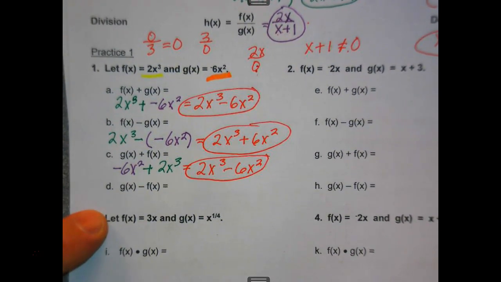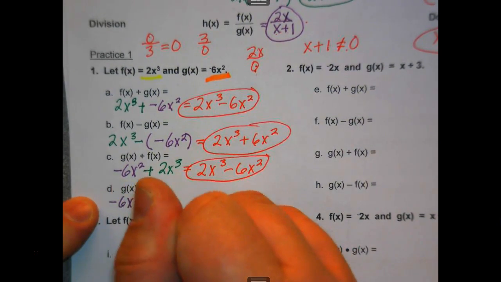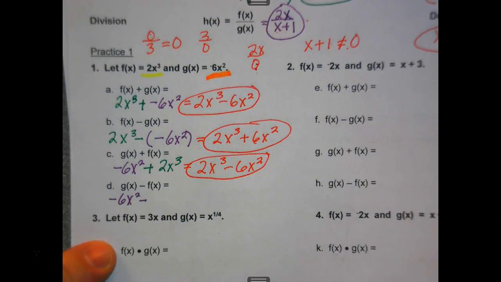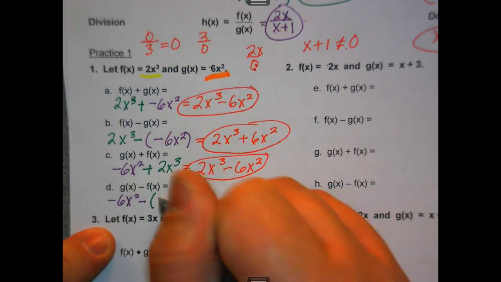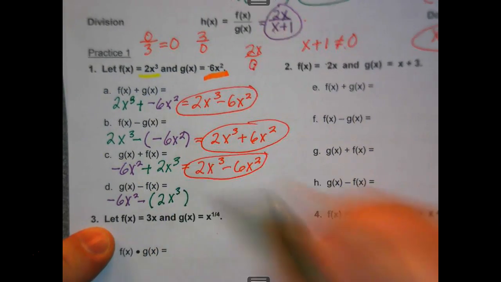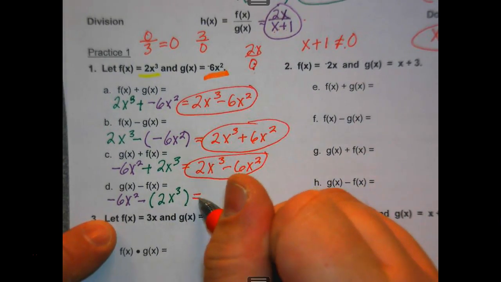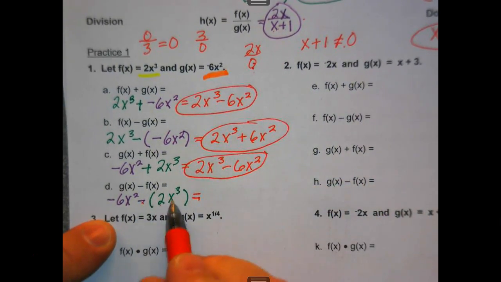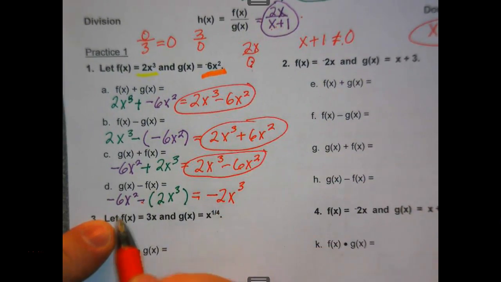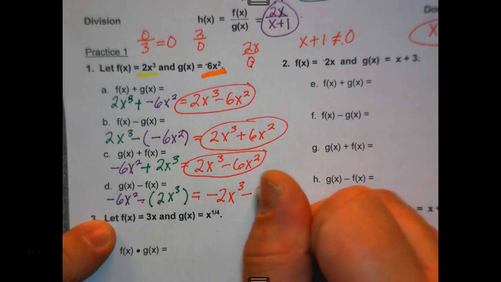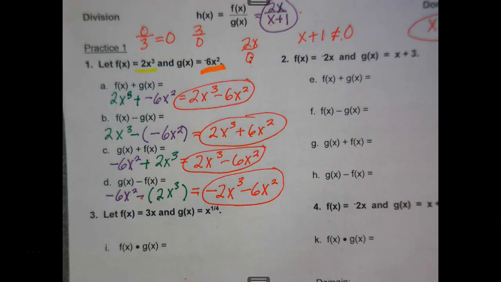And the g of x, which is negative 6x squared minus, parentheses, the f of x, which is 2x cubed. And we need to put this in standard form, so my negative 2x cubed goes first. And then I have a minus 6x squared. Yep.